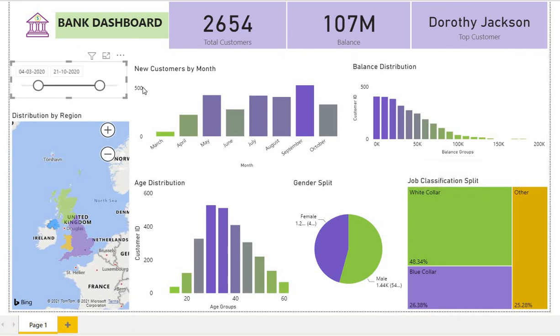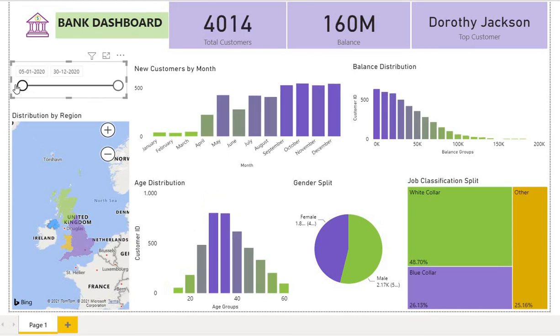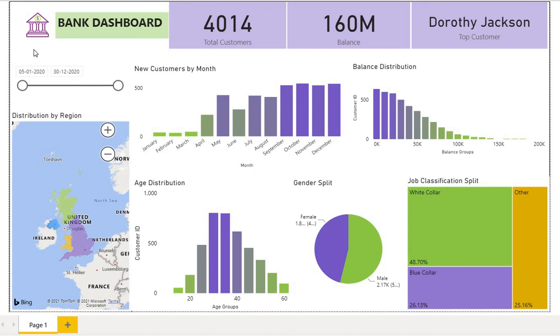So this is the way we can analyze our data. We can just scroll this and get back to our original dashboard. So here it is. So this is how we can play around with the data, with the dashboard, and get the respective insights for the same.